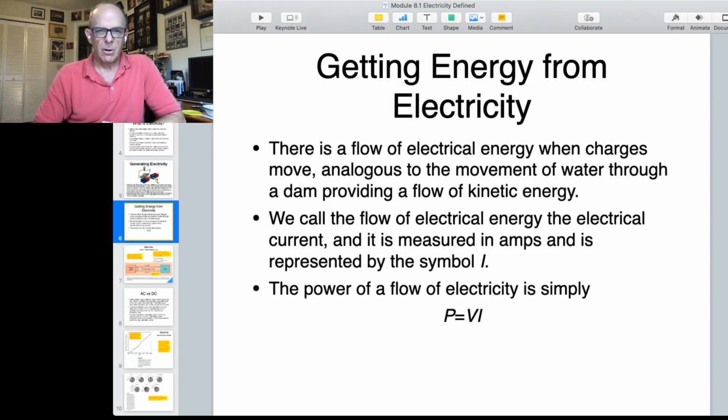We've talked about energy and power. Quantitatively, electrical power is simply the product of the electric potential, the voltage V, and the electric current, which we represent with the symbol I. And the electric current is measured in amps, and that is literally how much charge is flowing through the circuit each second. So the product of potential and current is electrical power, which is, like all power, measured in watts. So volts times amps equals watts, just like newtons times meters per second equals watts.